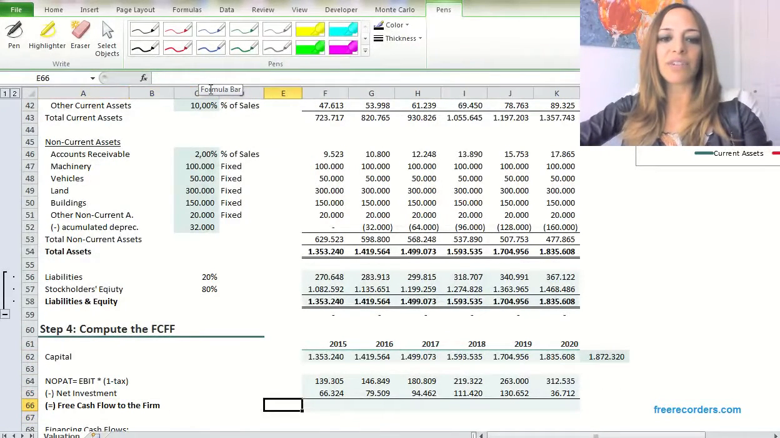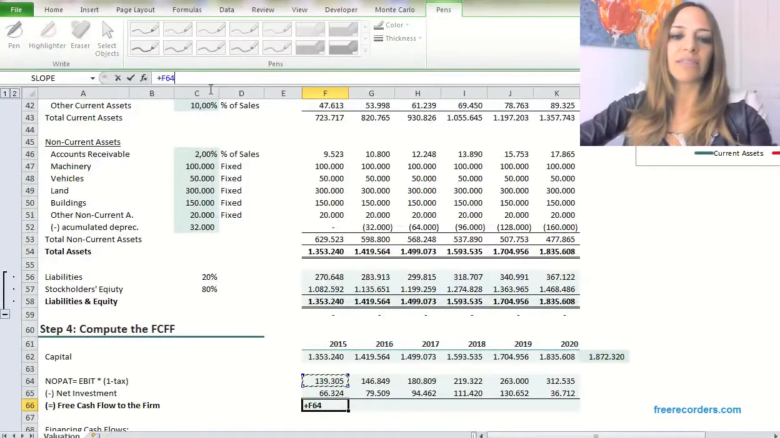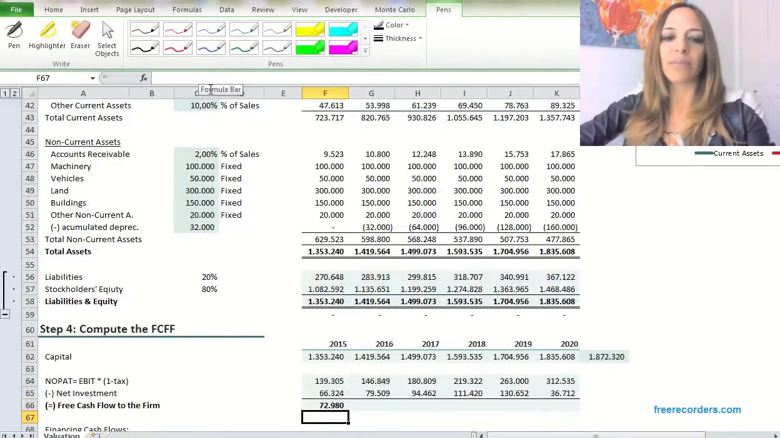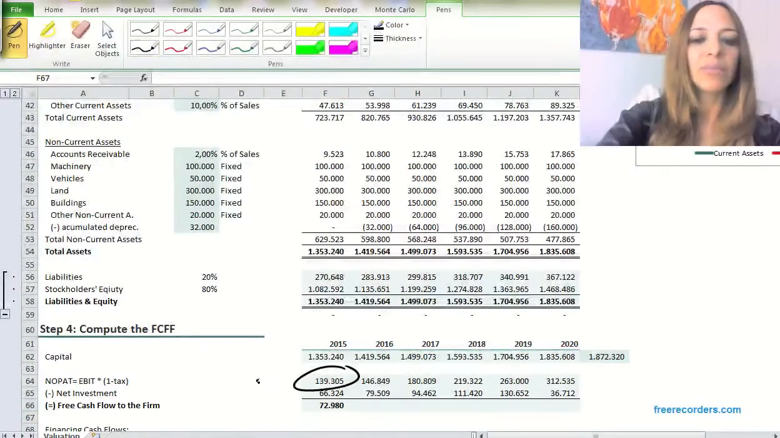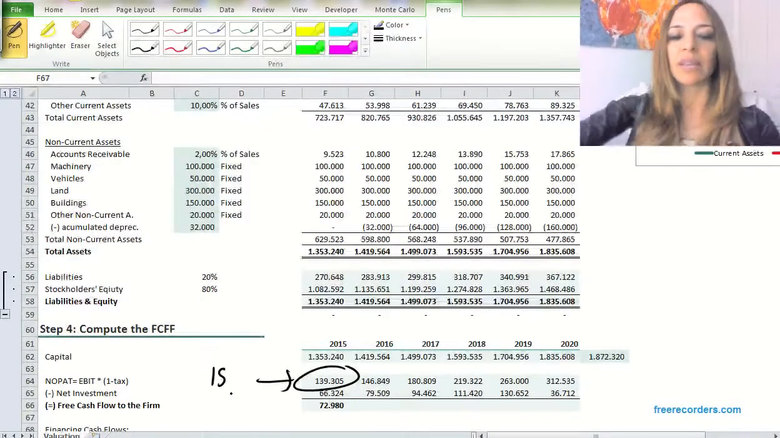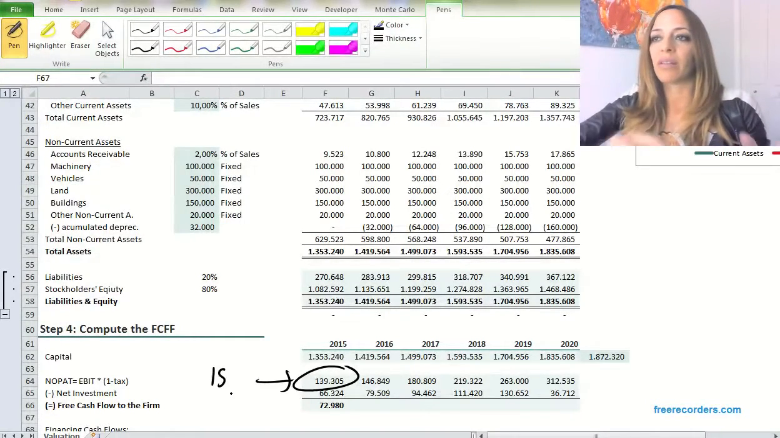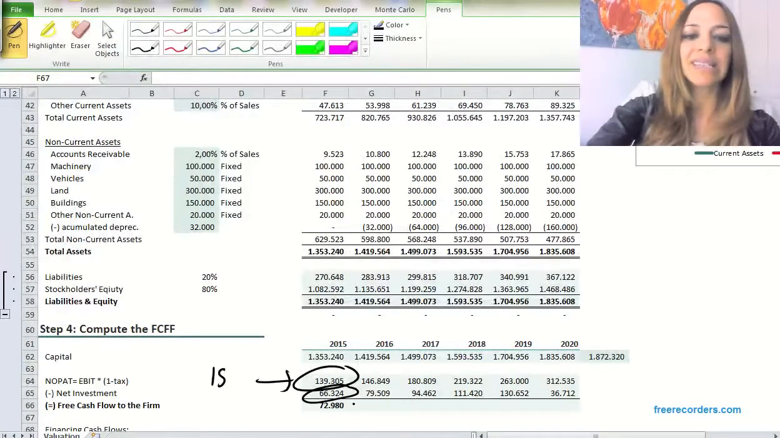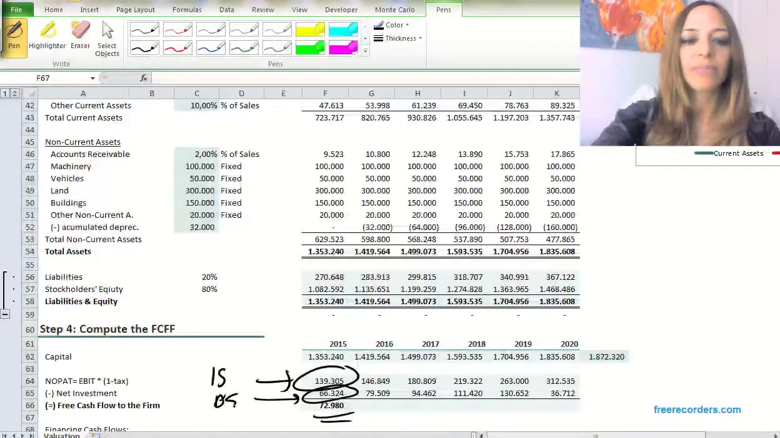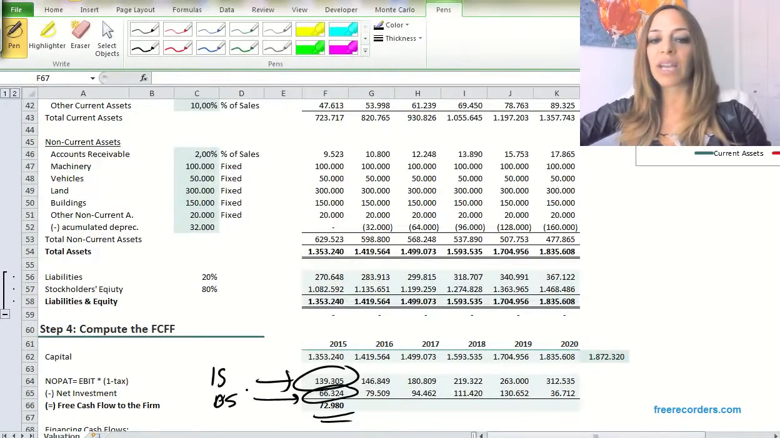Okay, how much is free cash flow? NOPAT minus net investment. For example, for the first year, this is the number which we obtained from the income statement. This is a profit. The company is expecting to obtain 139 in profit in its operation, but it will invest 66, therefore, which comes from the balance sheet, right? Which means that the free cash flow will only be 72.